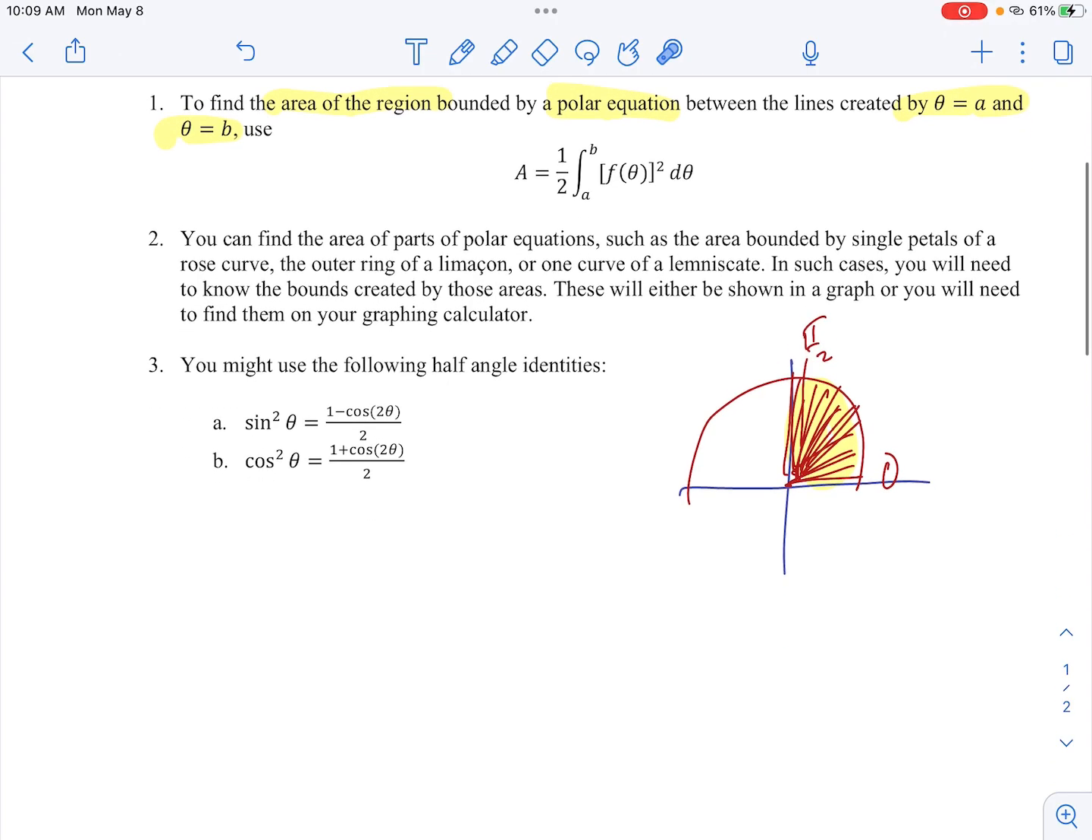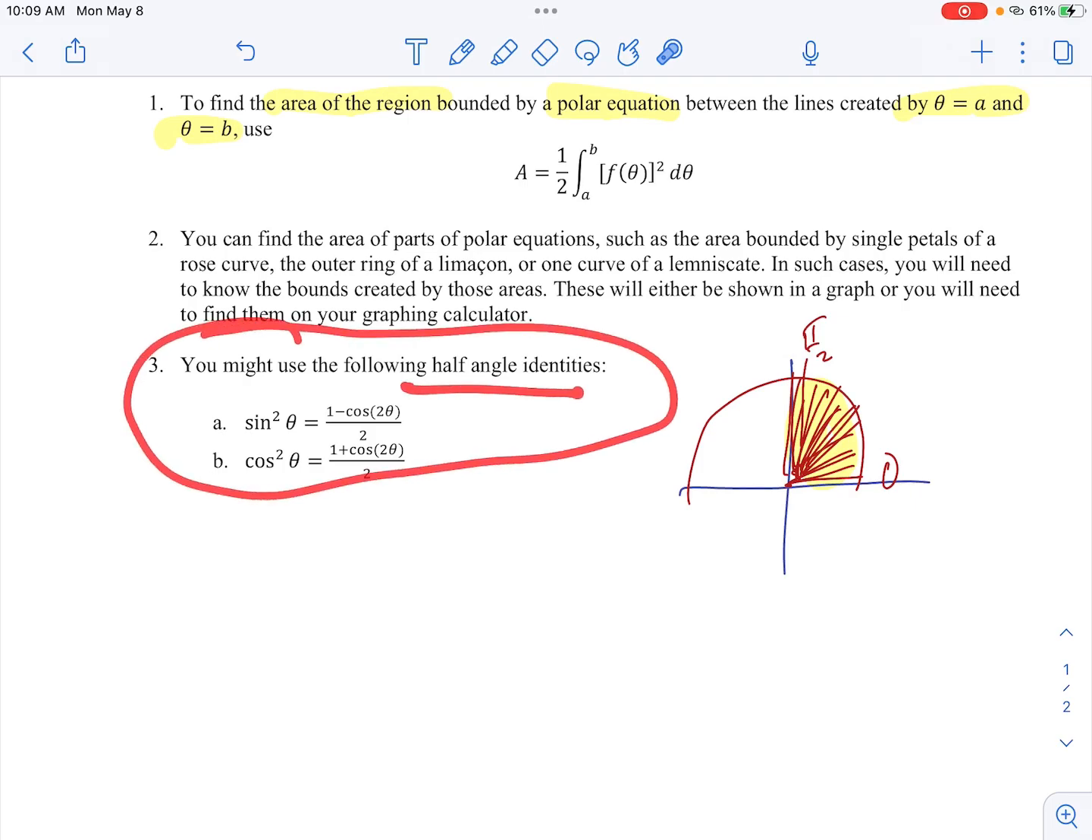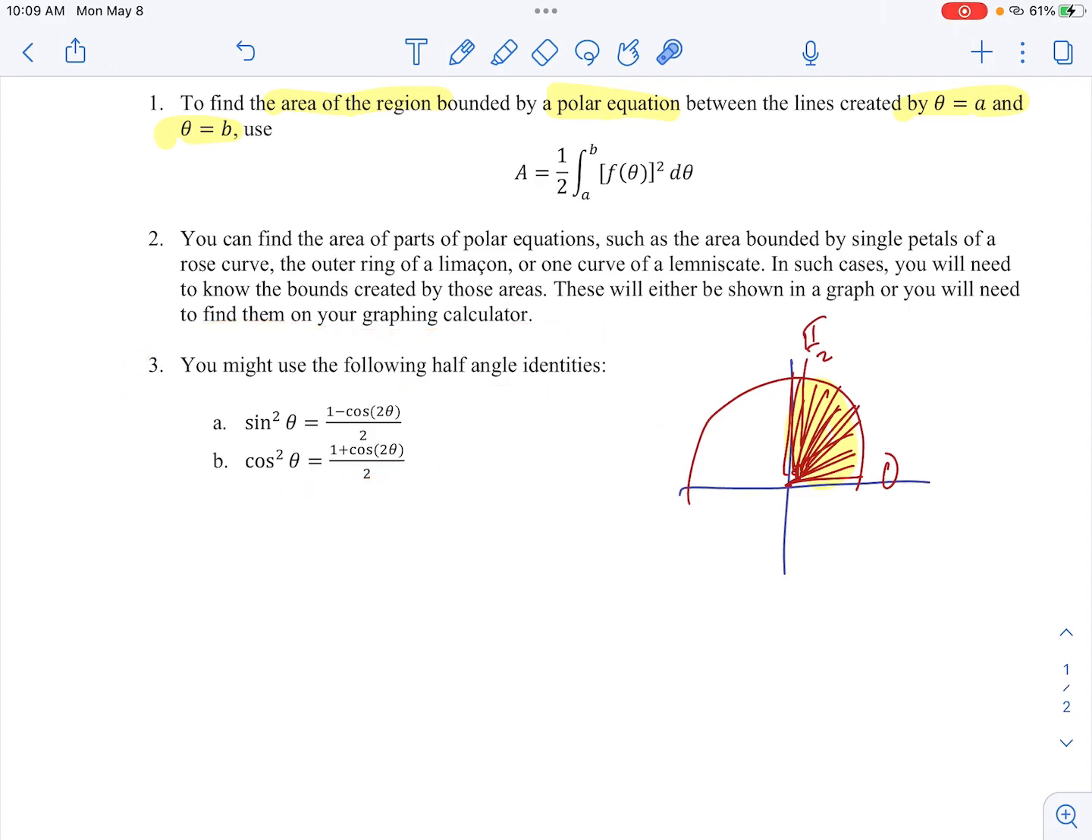Now, one other thing that is just slightly unfortunate, because in all of AP Calculus, A, B, and BC, you've not really had to use these, but this is one time when we might have to use these two particular half-angle identities. And I'm actually going to show you an example that uses a half-angle identity in it. Okay, so here we go.